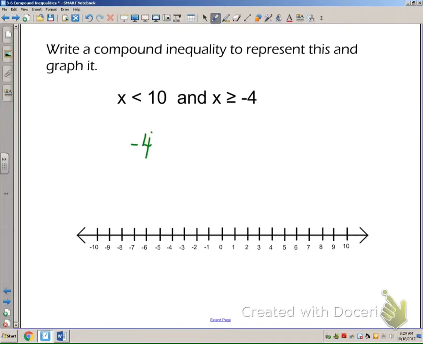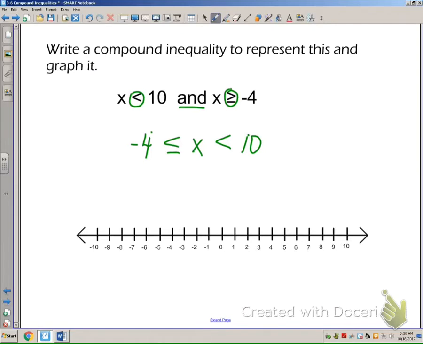-4, x, and 10. Okay, this is an and problem, so we know we can include them all in one big set here. But let's look at this. The mouth is open towards the 10, so we want to keep it open towards the 10. Here my mouth is open towards the x, so I want to keep it open towards the x. And notice if they both end up going the same way. If they don't go the same way, then we've done something wrong.